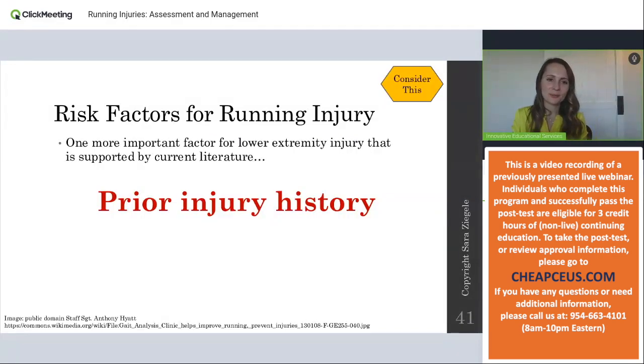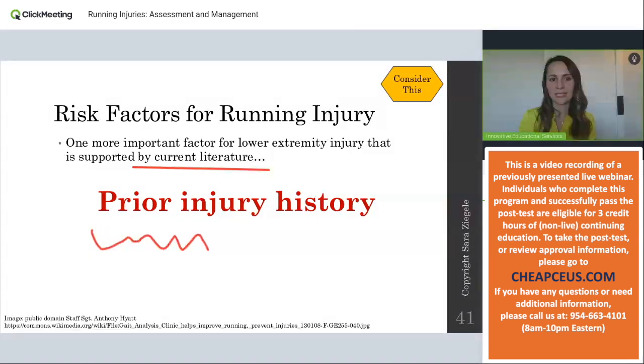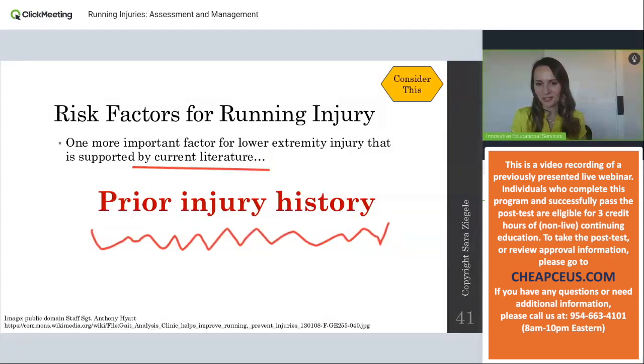The final thing I really want to bring up when it comes to risk factors for running injury, one that is consistently supported by all of the literature as a risk factor, is the prior injury history. So when you have a runner who comes in and is talking about something that's going on currently, it is imperative we talk about what's happened historically because it is very predictive of what we might see in the current situation as well.